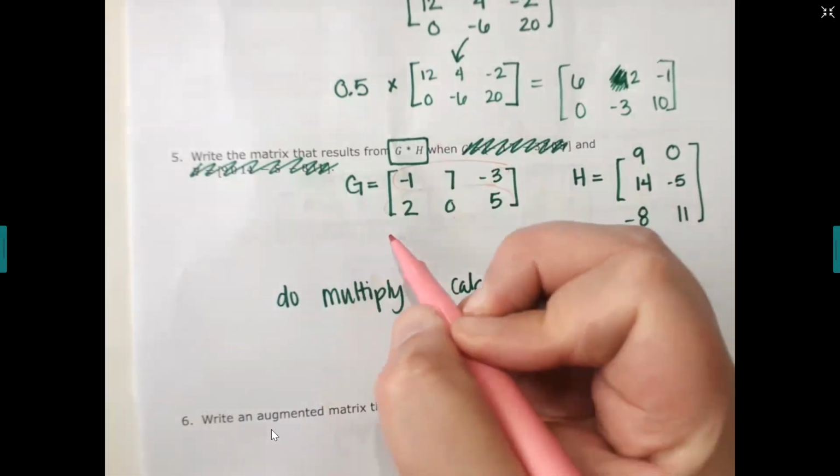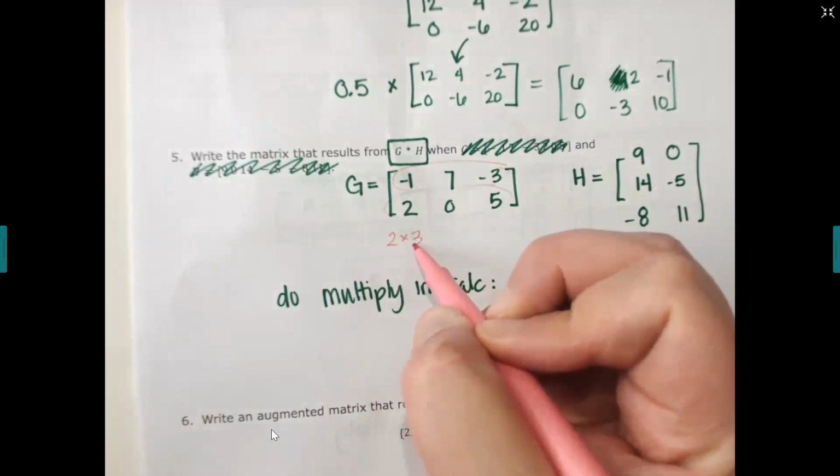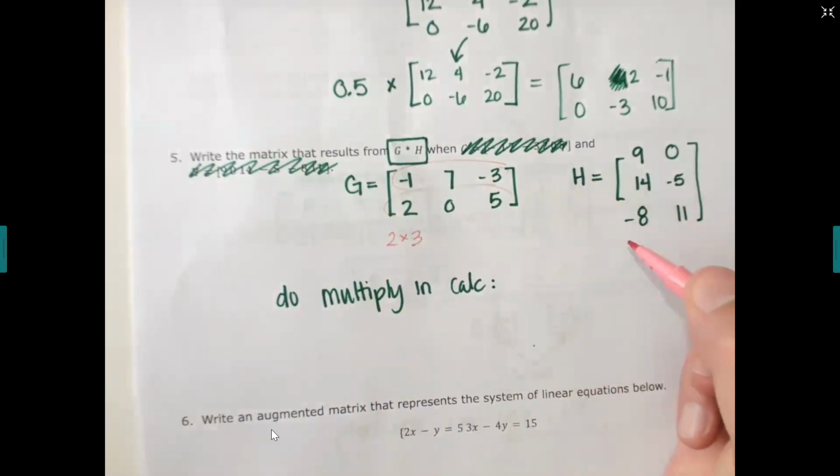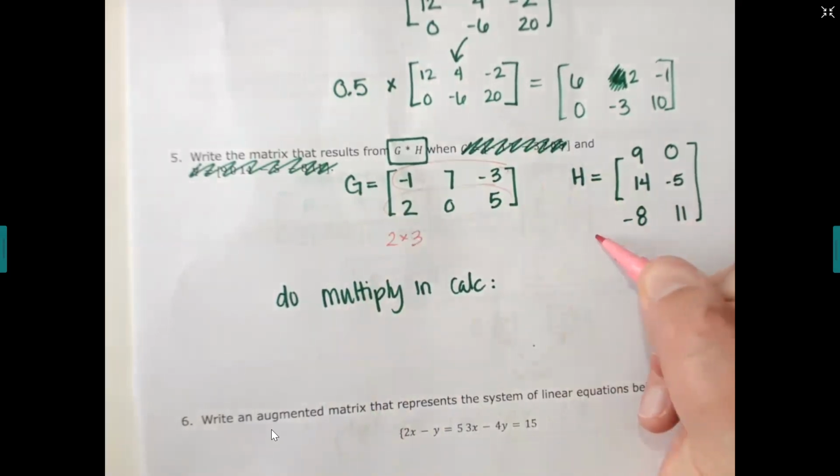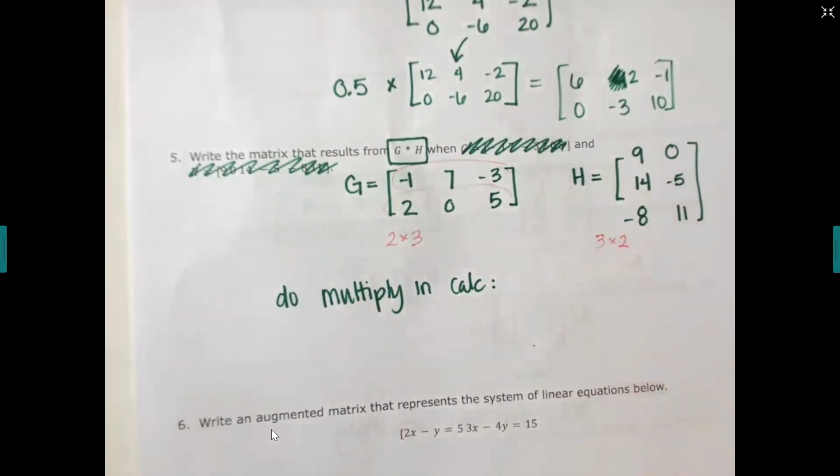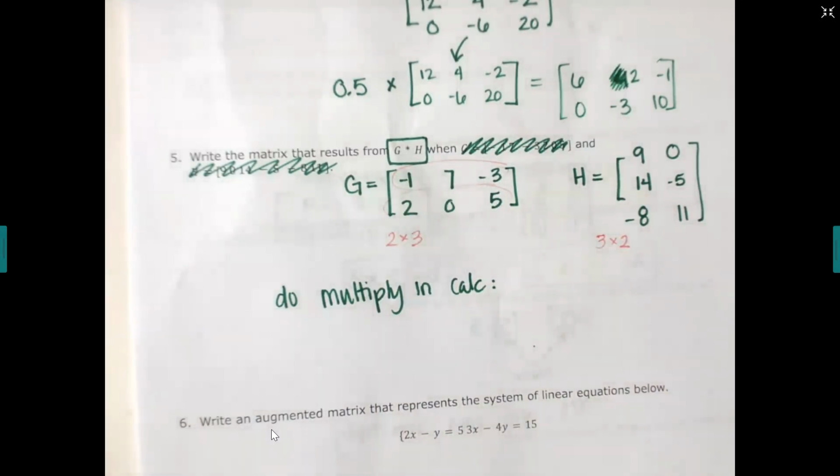So this is a 2 by 3, and what's the size for H? 3 by 2. And remember, you can only multiply if those middle numbers match, do they? Then you can do it in the calculator. Okay? So let's see if we can do that.